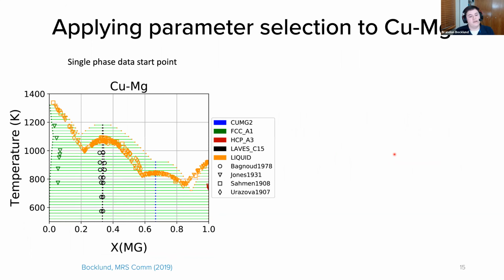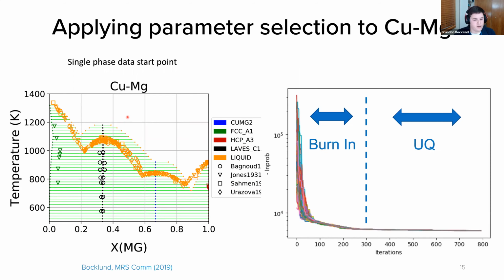Okay, and so this is an example of some prior work. If you start from this single phase parameter generation example that we just did for chrome nickel, shown here for copper magnesium, and then you apply this Markov chain Monte Carlo, what that looks like is that as you go through these iterations, each line on this plot is one chain. And like I said, in the ensemble method, we have many chains. So you'll have this burn-in phase where we've plotted the negative log likelihood here.